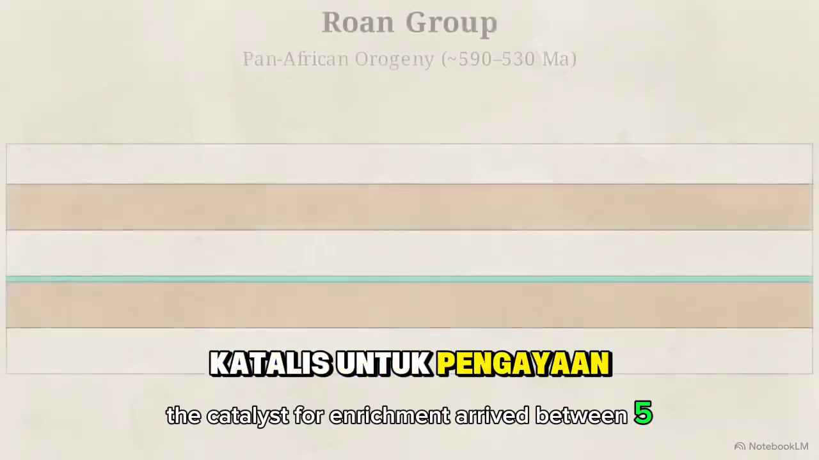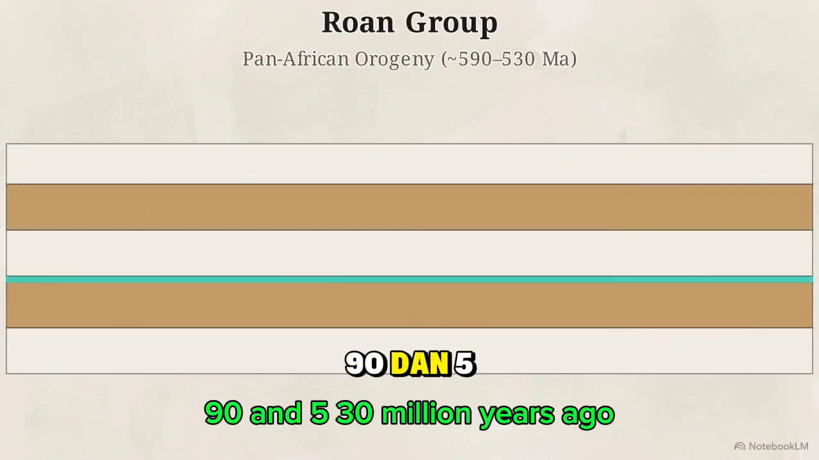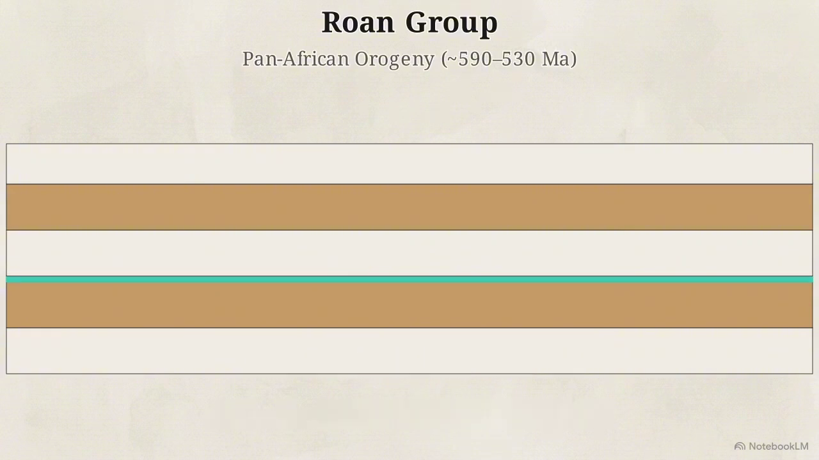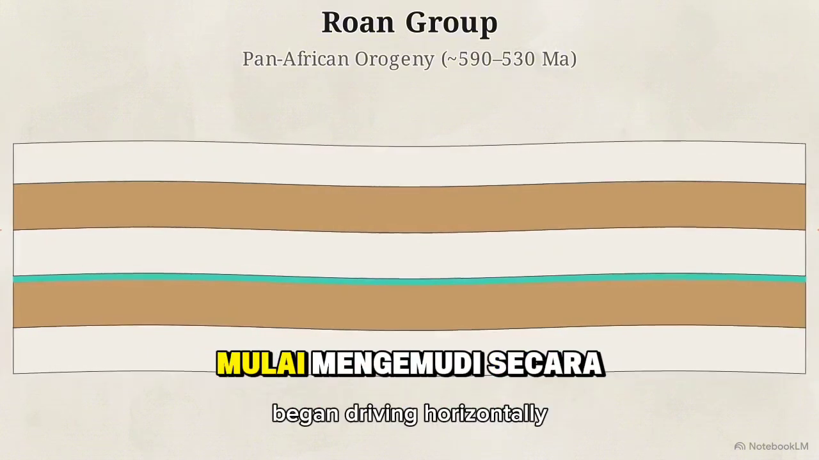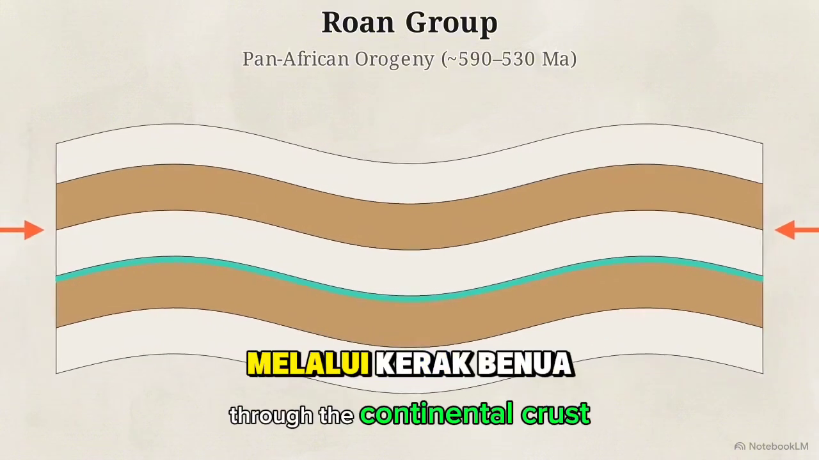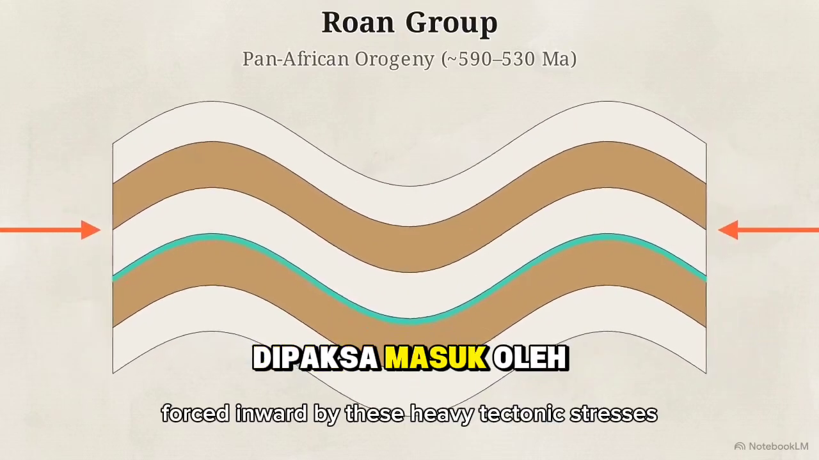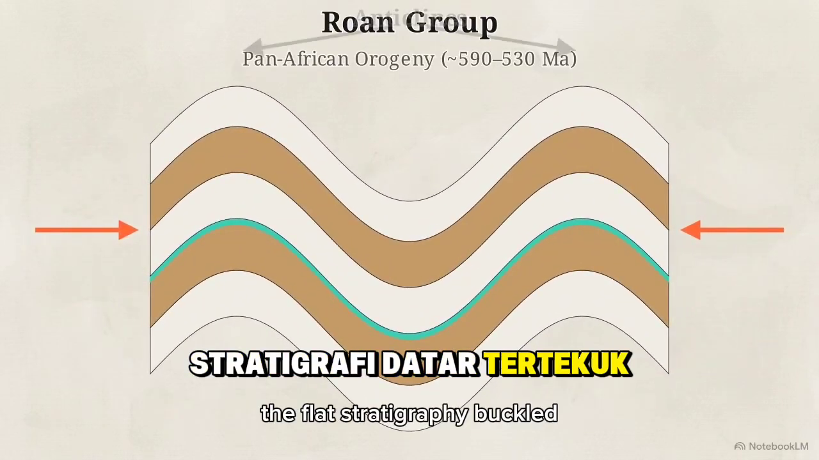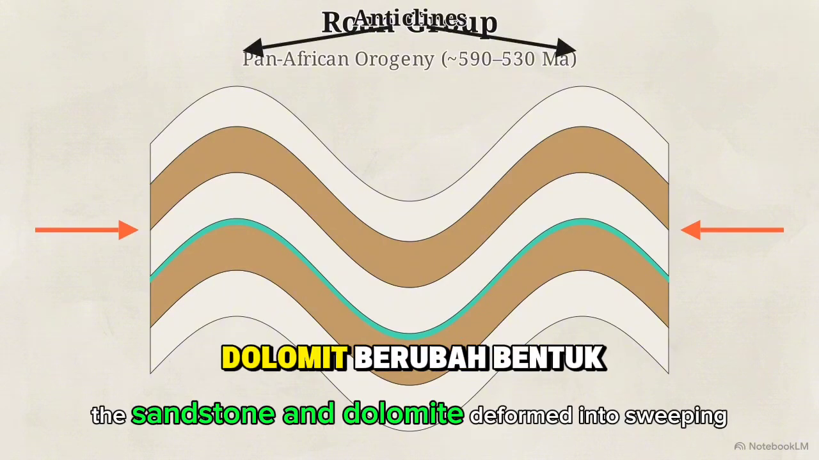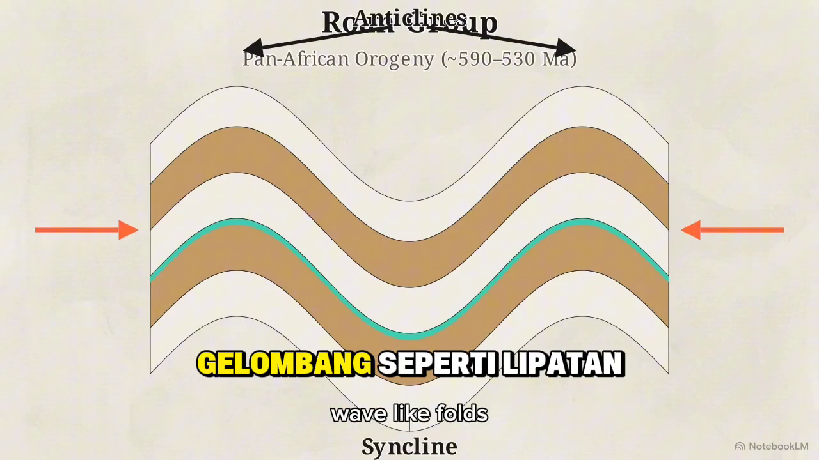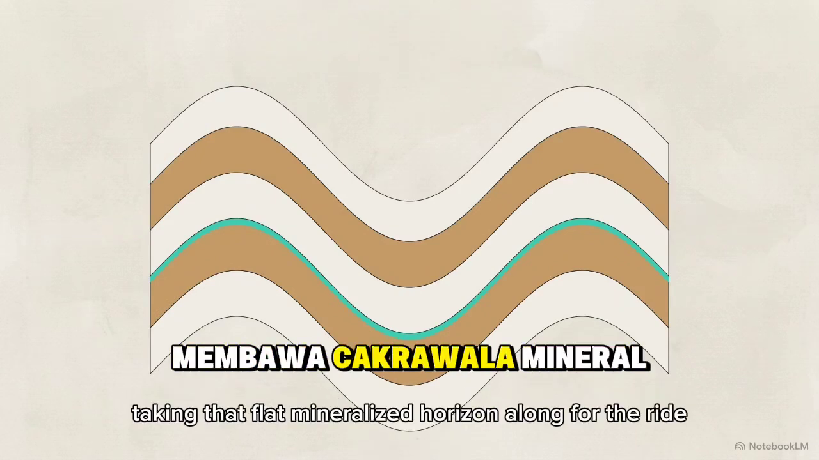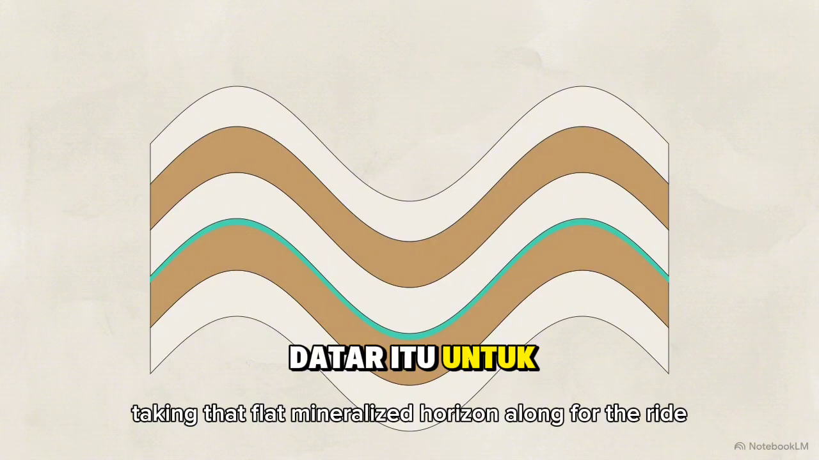The catalyst for enrichment arrived between 590 and 530 million years ago during the Pan-African orogeny. Massive lateral compression began driving horizontally through the continental crust. Forced inward by these heavy tectonic stresses, the flat stratigraphy buckled. The sandstone and dolomite deformed into sweeping wave-like folds, anticlines curving upward and synclines bowing downward, taking that flat, mineralized horizon along for the ride.